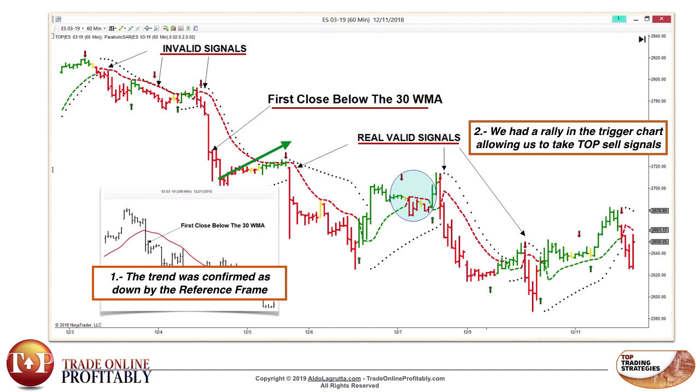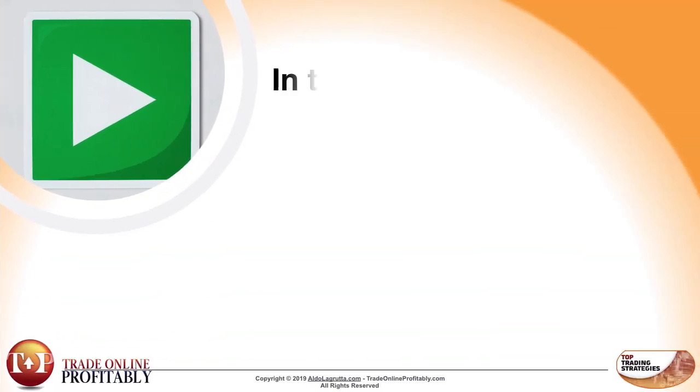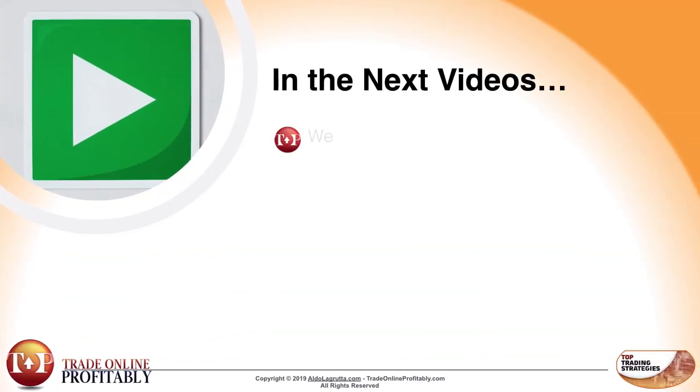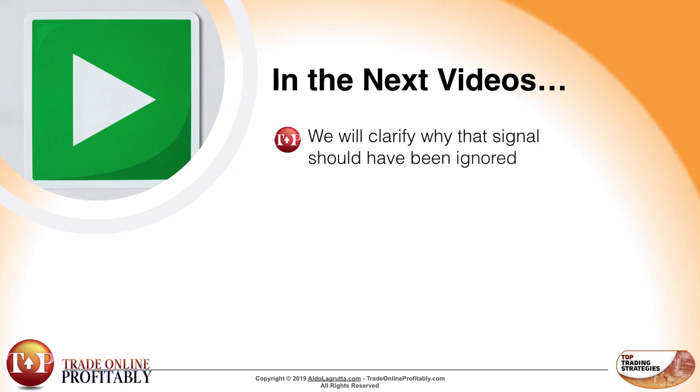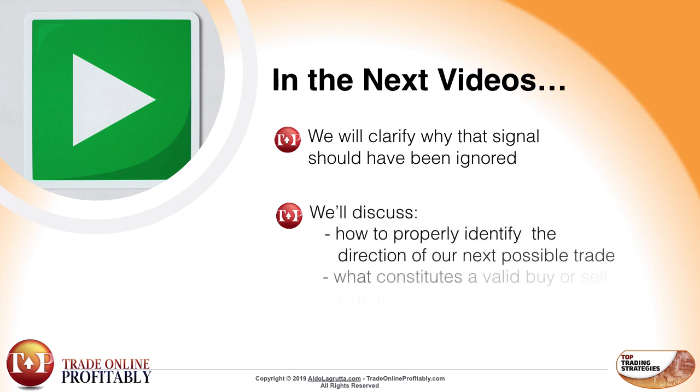But you can see one sell signal that I didn't consider as valid. It is the one in the middle of the chart where I drew a circle. That signal did not work. The question is, was that a valid signal? The answer is no. But we will clarify why that signal should have been ignored in the next videos. We will also discuss how to properly identify the direction of our next possible trade and what constitutes a valid buy or sell signal using the top indicators.